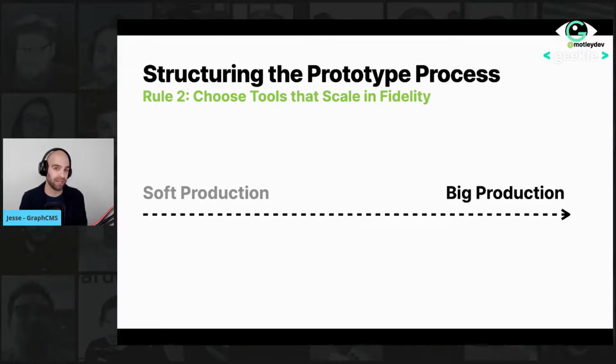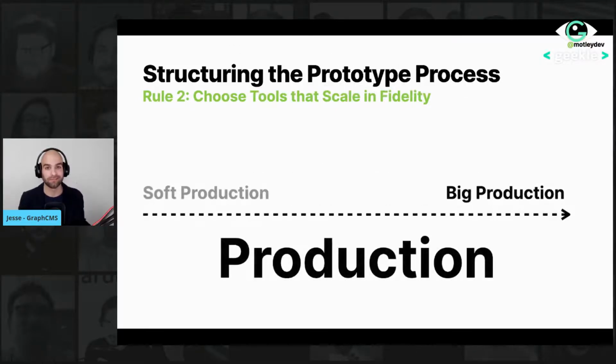This is when social media is on board. This is when the campaign happens, when the CEO cuts the ribbon and the balloons go flying, right? This is the big time. And everywhere along that process is an important step. But what I mean by choosing tools that scale in fidelity is there's one common thread that's shared between the soft production and the big production, and it's still production.